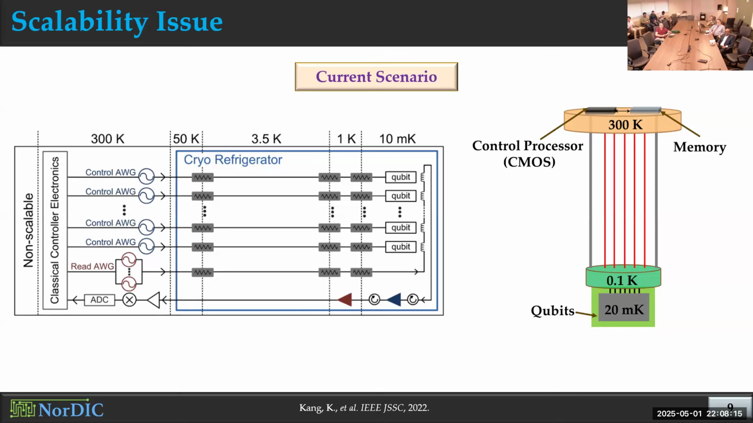So in a quantum computer, we have three major components. The first one is qubits, which are responsible for mostly all the computing tasks. There we use quantum phenomena like superposition, entanglement, and so on. And these qubits are extremely sensitive to external noise. That's why, to protect them from thermal and other external noise, we put them at extremely low temperature, which is in the range of tens of millikelvin.